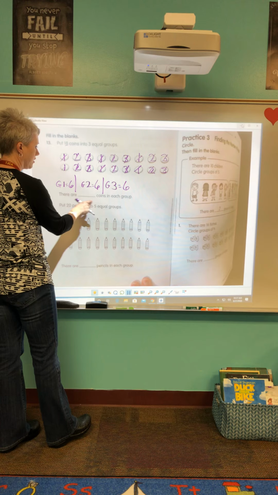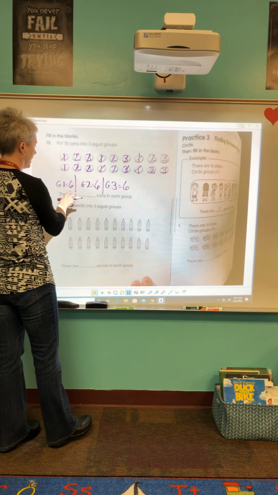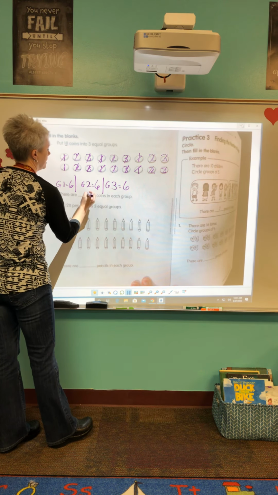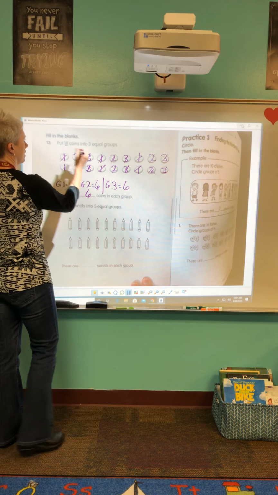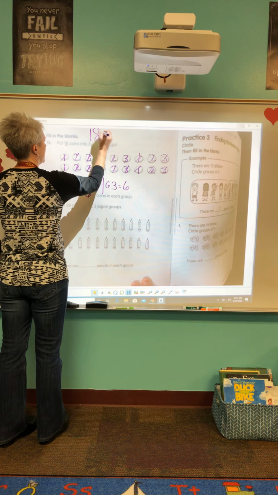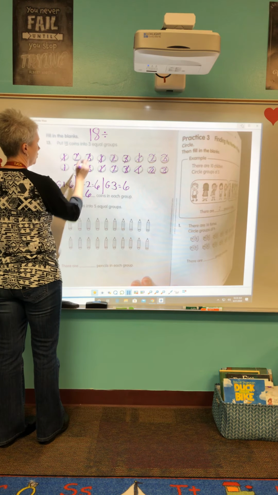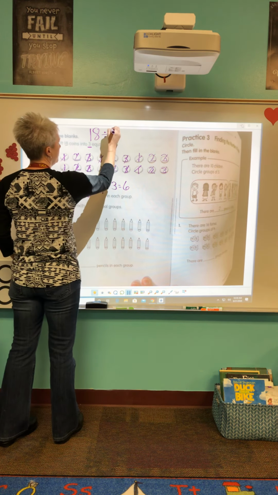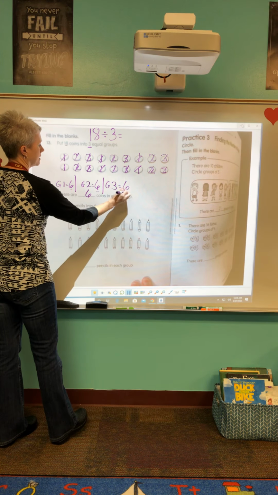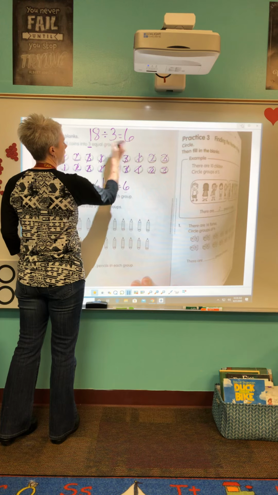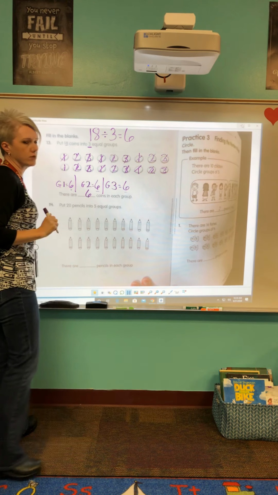There are 6 coins in each group. Each group got 6 coins. Okay? This is what we did. We started with 18. We divided it into 3 equal groups, and each group has 6 coins. 18 divided by 3 equals 6.